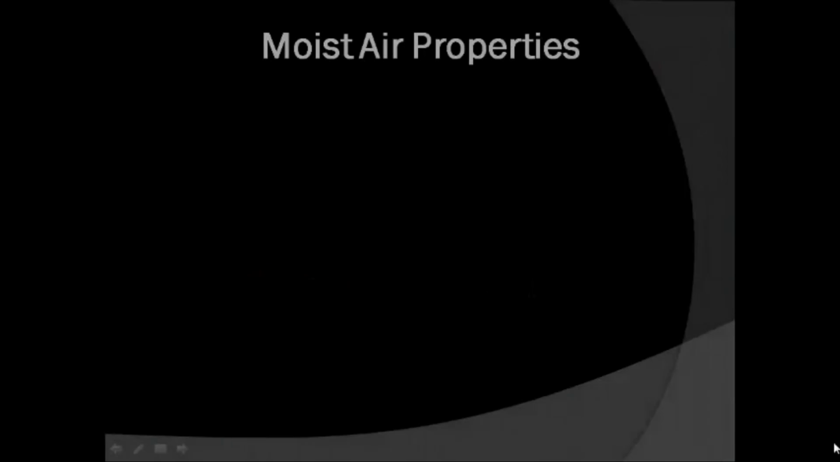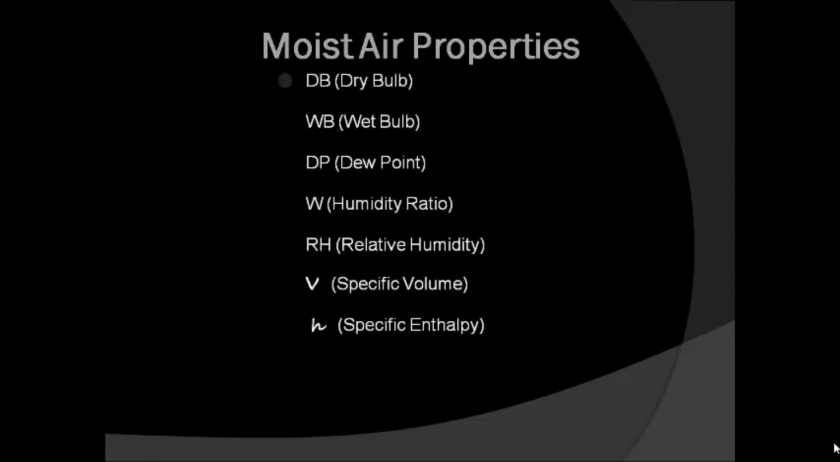Seven properties of atmospheric air are shown on the psychrometric chart. These properties are dry bulb temperature, wet bulb temperature, dew point, humidity ratio, relative humidity, specific volume, and specific enthalpy.